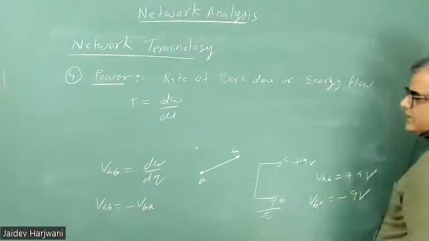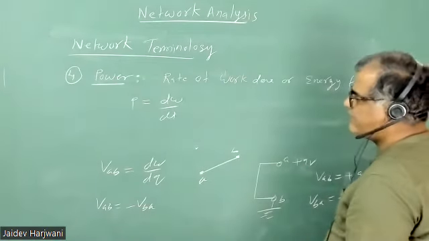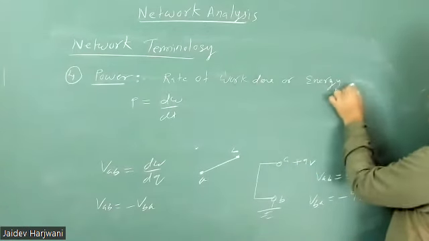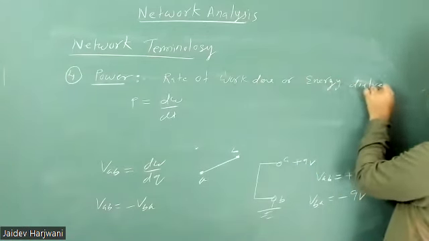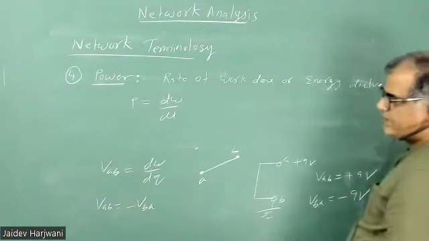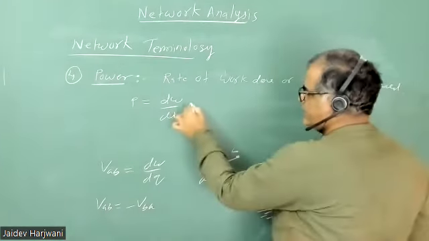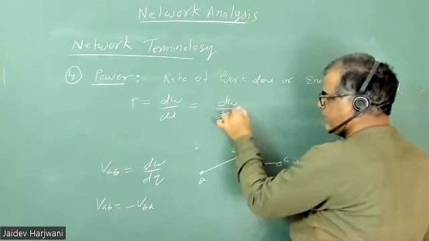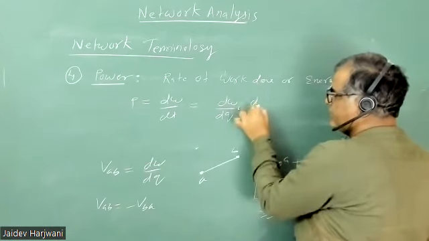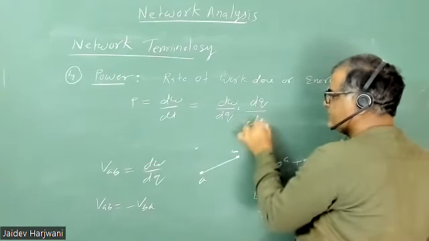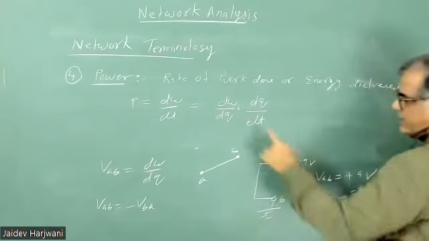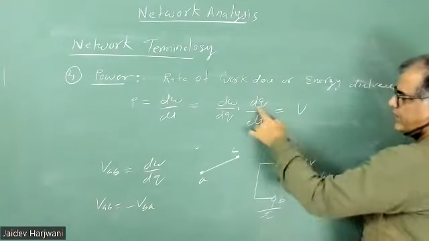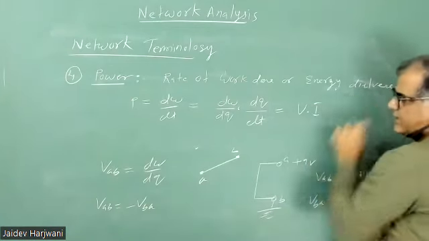How fast a device can deliver power, the rate of work done or energy delivered, is called power. Now I can write dW by dt. Since I'm dividing by dt, I have to multiply by dq. dW by dq is the voltage in the circuit, and dq by dt is the current in the circuit.